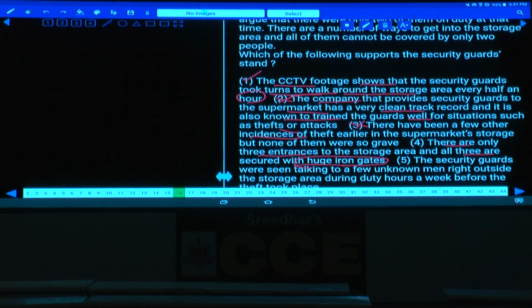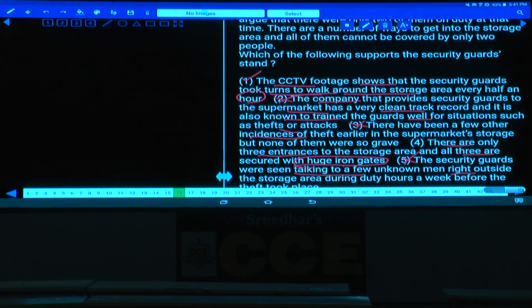Supporting means it could be choice 1. Then whatever choice 5 here, the security guards were seen talking to a few unknown men. Now this is supporting whose claim? Now this is supporting the supermarket owner's claim, isn't it? Hence this is strengthening the owner's claim, but it is not strengthening the security guard's claim.